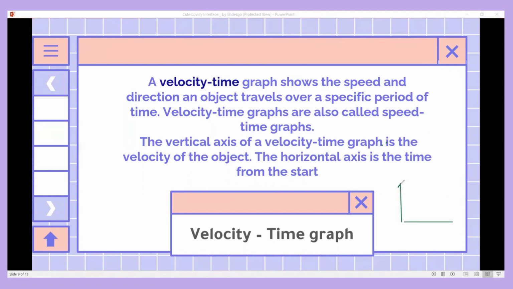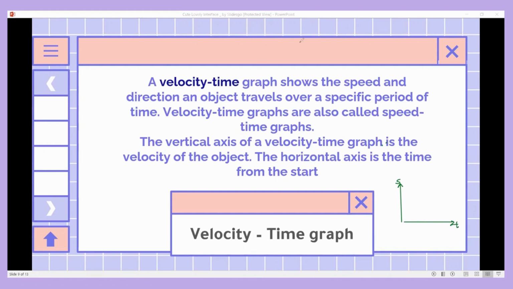Sometimes it is also called the speed time graph, because speed and velocity are the same, only the difference that we have is the velocity is a vector quantity, whereas the speed is a scalar quantity. So velocity has a direction, whereas speed does not have direction. Sometimes we do also call the velocity time graph the speed time graph.